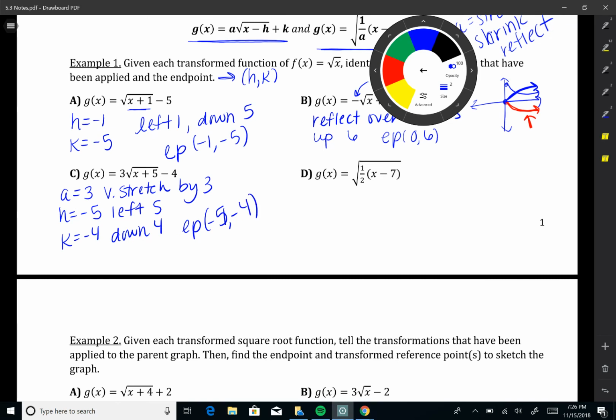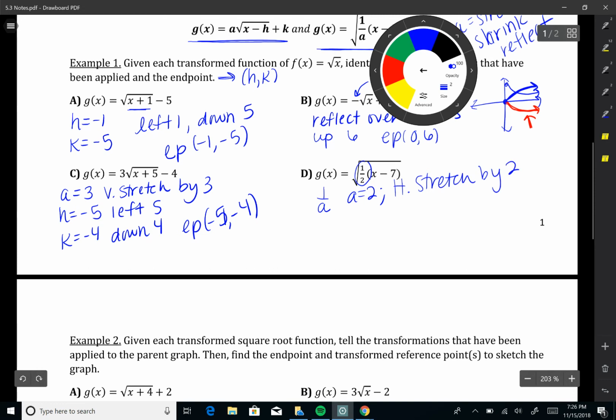Okay, and our last one. g of x equals the positive square root of 1/2 times the quantity x minus 7. So this 1/2 is where our 1 over a is. So that means that our a value, but it's horizontal, is actually 2. So this is a horizontal stretch by 2. So it's going to get wider. And then x minus 7 actually gives me a positive h value of 7. So I'm going right 7. So the only thing that affects my endpoint is the right 7. So my endpoint is at 7, 0.